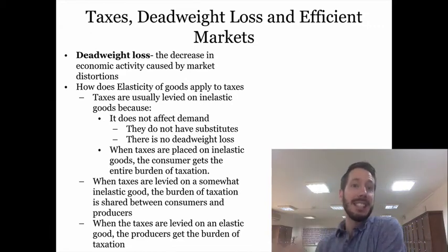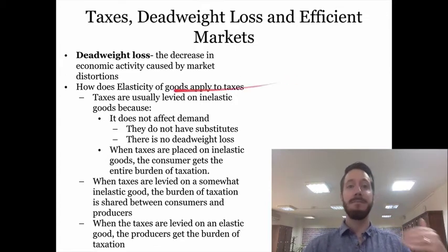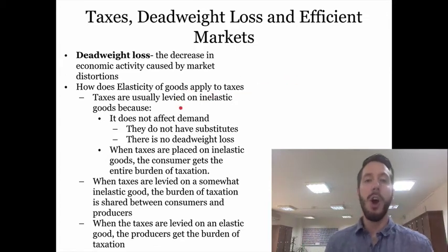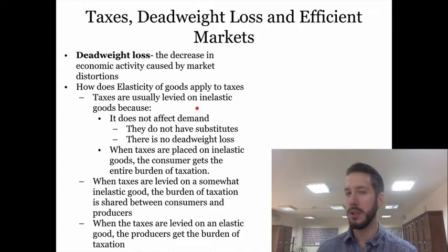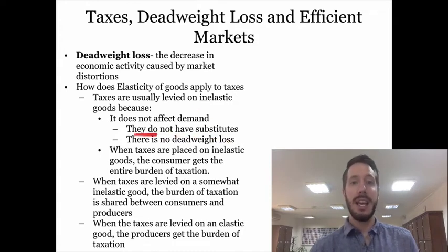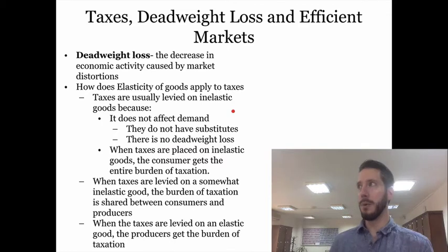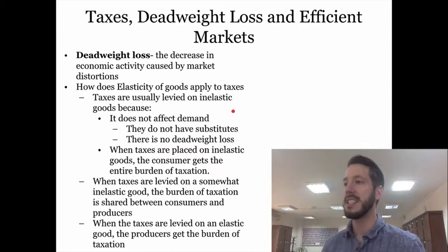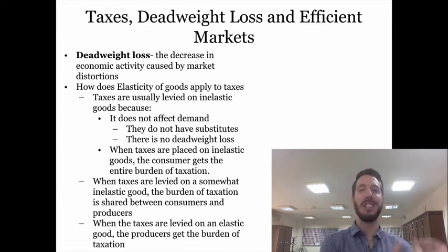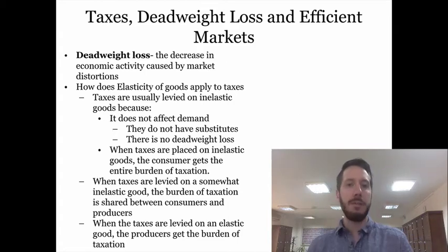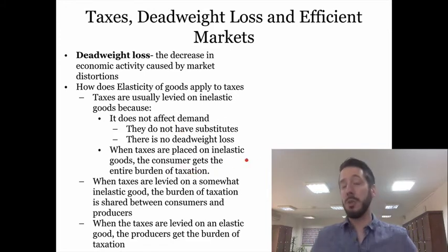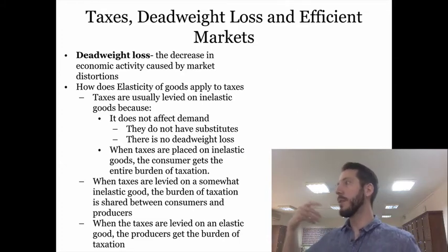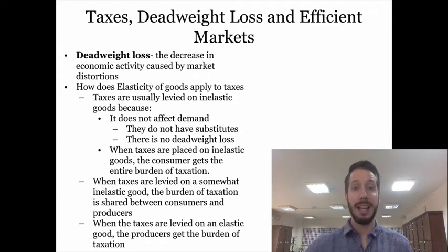Now, when we talk about elasticity and how this applies to taxes, excise taxes are usually levied on inelastic goods, things that people really can't alter their buying patterns for too much because there are no substitutes, and in that case, there's very little deadweight loss. People really don't alter their patterns too much, but as we talked about in elasticity, if you keep doing that in the long run, people can change some of their actions, but it can be fairly minimal. And when that happens, the consumer gets the entire burden, not the company, because the consumer can't do anything. If taxes on electricity go up, you need electricity. You may alter some of your patterns, but you're still going to be buying electricity.